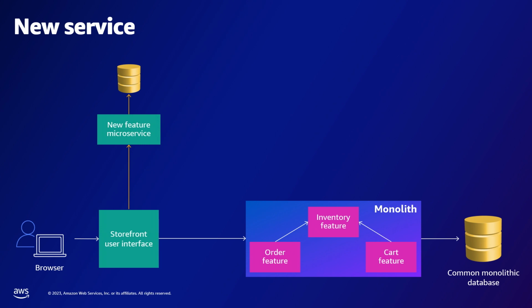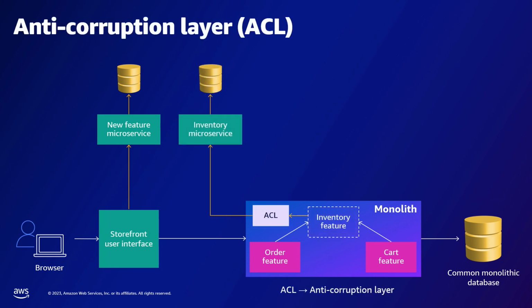If you see here, the order and the cart features call the inventory feature. So when the service is migrated out, order and cart features should still be able to call the inventory microservice without any code changes. So the solution is to use the anti-corruption layer. The interface of the newly migrated inventory microservice may or may not match the original inventory feature's interface. So in order for the order and cart to call the inventory microservice transparently, an adapter or facade layer should be implemented. This is called the anti-corruption layer.